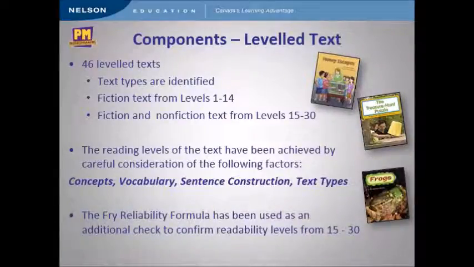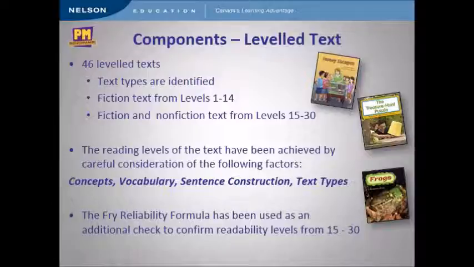So first of all, we'll look at the level text. As we mentioned previously, there are 46 level texts. Some of them are actual little books and some of them are cards as you move up to the higher levels. So the text types are identified, and we'll talk a little bit more about that in a moment. And know that in levels 1 to 14, it's a fiction text, and then from levels 15 to 30, it's fiction and nonfiction text.